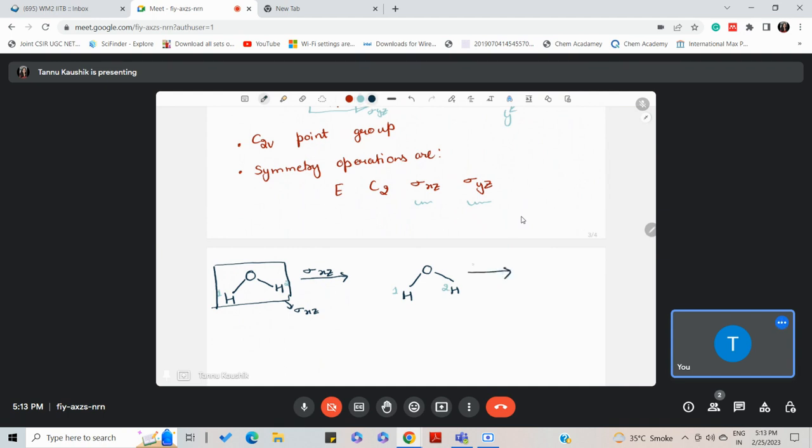Now let us follow the next symmetry operation, that is sigma yz on this system. So now sigma yz is this reflection having the C2 axis of rotation on it. So it will give us this configuration.